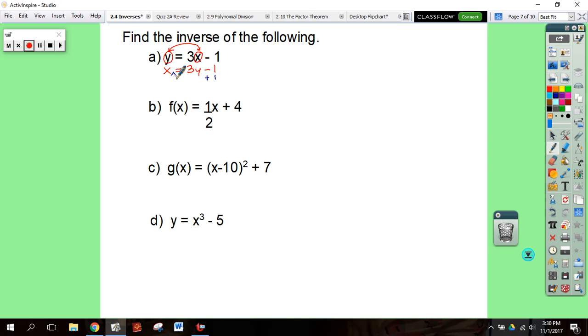And I like to put mine in between here. So x plus 1 is equal to 3y. And then to get y completely by itself, I need to divide each term by 3. So now I have y by itself. And the way that I would write that is f inverse of x is equal to x over 3 plus 1 over 3. So these two functions right here are inverses of one another.